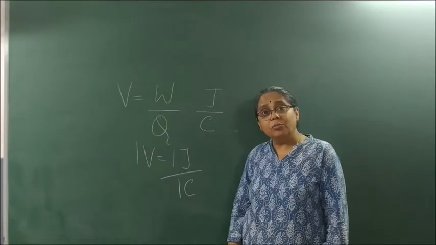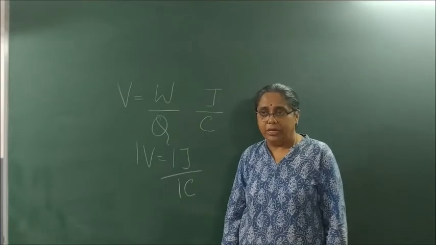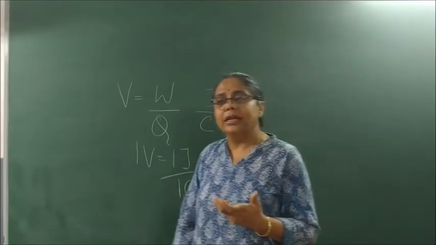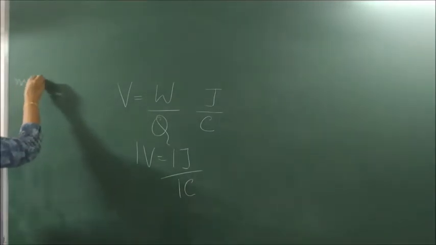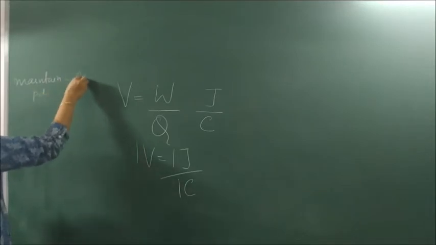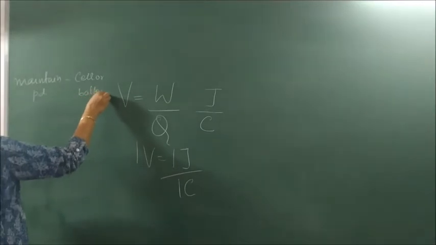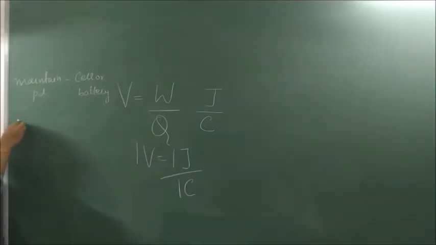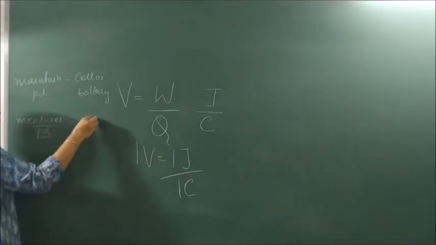Voltmeter. An instrument which maintains potential difference? Cell or a battery. Because a cell or a battery creates the potential difference. So always understand, an instrument to measure potential difference is voltmeter.